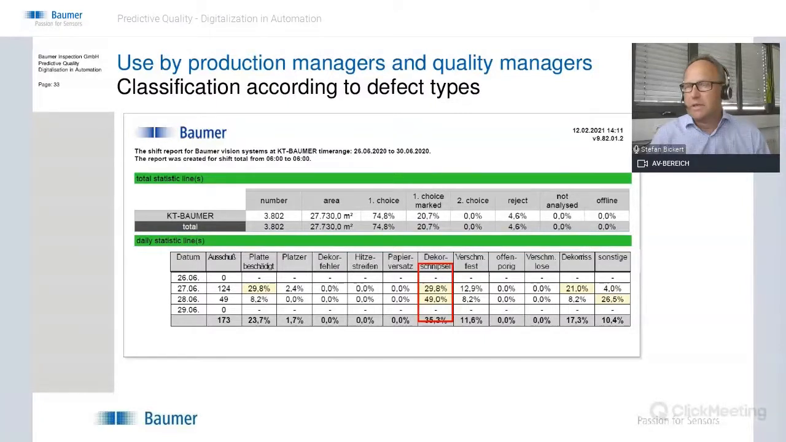Therefore, you need the right information. It's here Dekorschnipsel, that is German. In English I would say it is pressed in. It's a snip of paper pressed in, and that was on the 27th a big issue, and on the 28th it was also a big issue. So you have to focus mainly on these decor particles to reduce your 4.6 percent rejection rate. That is what we have to do.